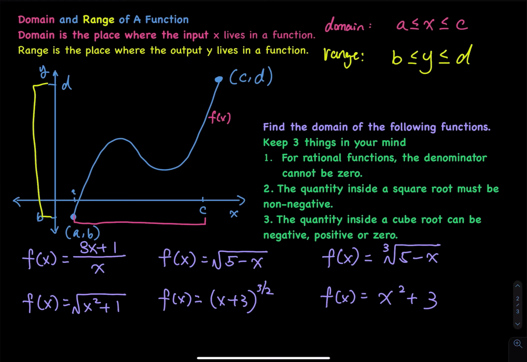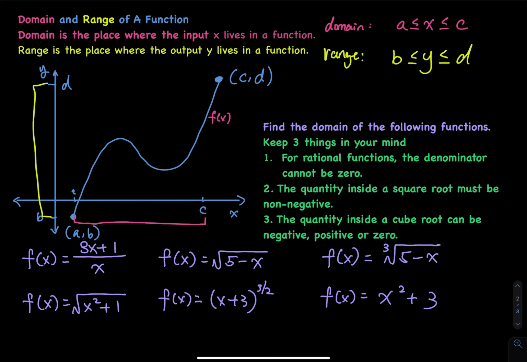Based on this problem, we have a graph, so you can see everything. But what if you don't have a graph? If you look down below, I have 6 functions for you. Assuming we don't know what the graph looks like and we don't have a graphing calculator, how do you find the domain and range of those functions? Let's just find the domain and not worry about the range. Find the domain of the following functions.